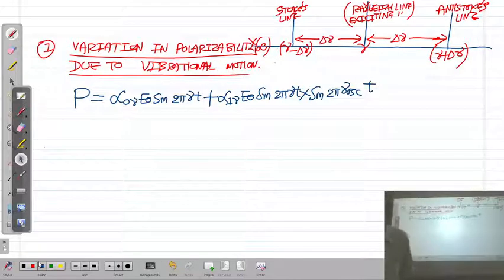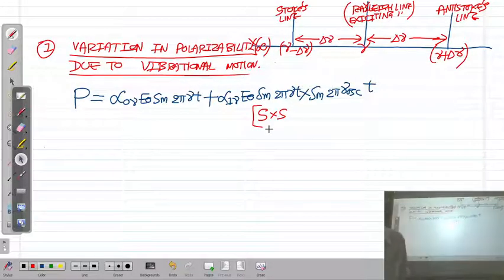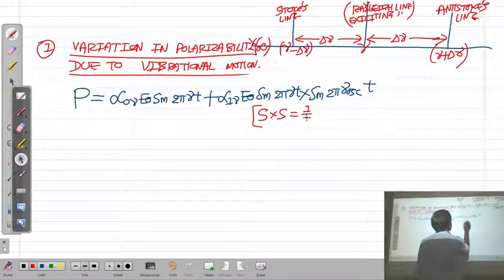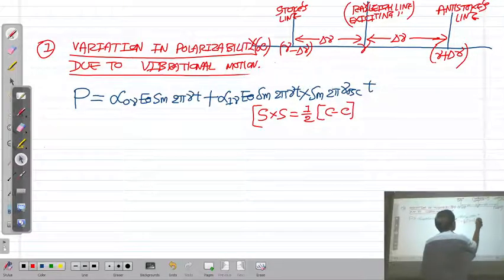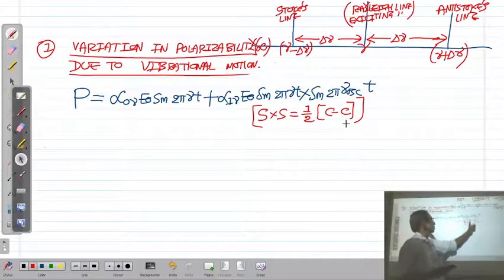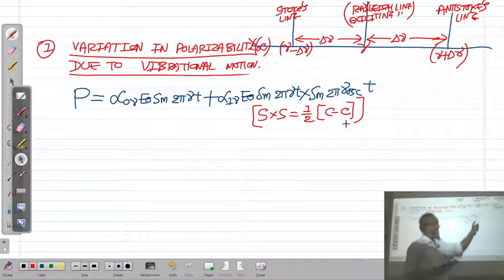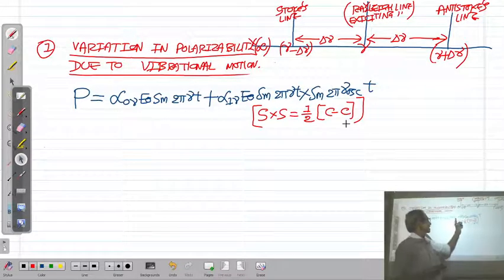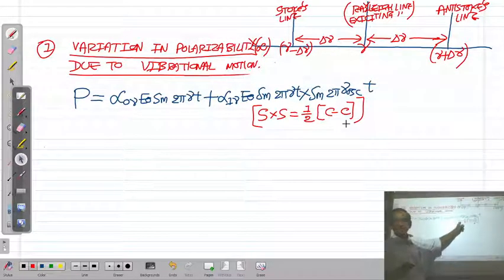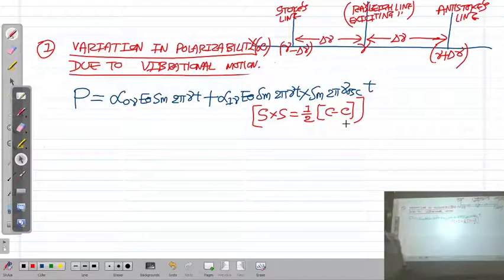Okay. Now if you solve this, you study one equation. You must have studied this equation: sine into sine is equal to 1 by 2 cos minus cos. In the first term, you take the subtraction of the two terms; in the second term, you take the summation of the two terms. So sine A into sine B is equal to 1 by 2 times cos of A minus B, minus cos of A plus B.